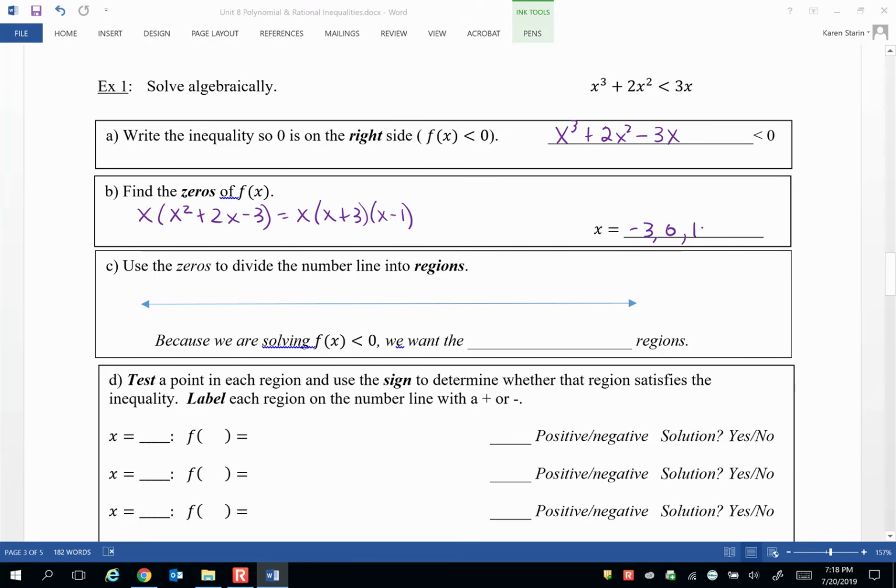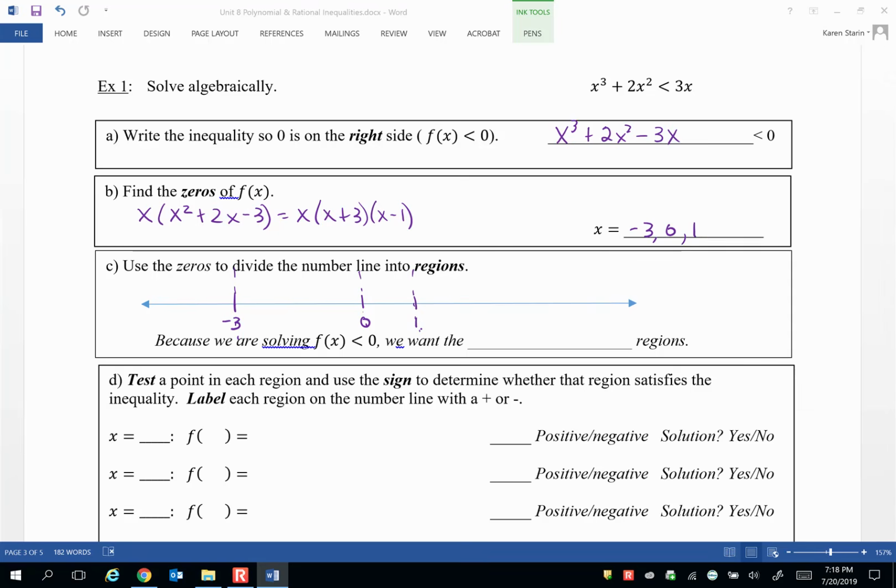Now I'm going to use the zeros to divide the number line. Now this number line represents the x-axis, the domain values. So let's say negative 3 is about here. And let's say 0 is about here. And then 1 might be a little bit closer to 0 than negative 3 was. So I like to kind of dash a little boundary here. And I know that I have 3 zeros, so that means I have 4 sections.